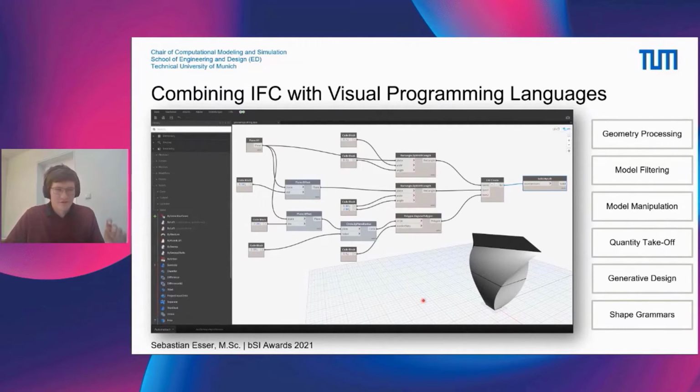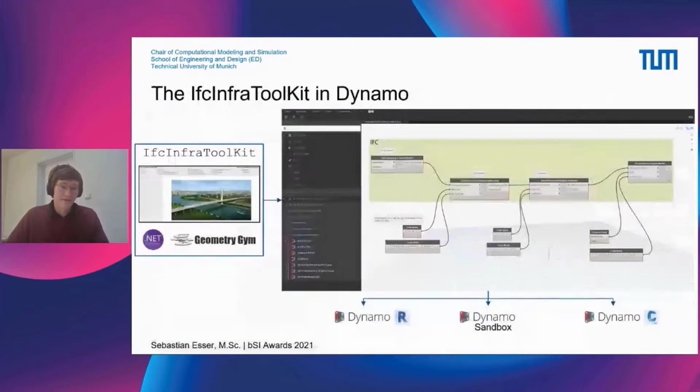So we really encapsulate a certain piece of understanding into one node. And then the user is a bit safer in what he's doing because he doesn't need to do real coding, but there's still more flexibility than with these single button solutions. So what we did is basically create the IfcInfraToolKit, which was already in the title, using the schema documentation, using the Express files, and also using Geometry Gym as a library.